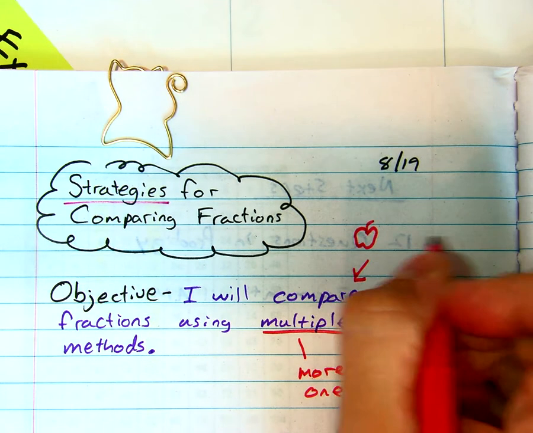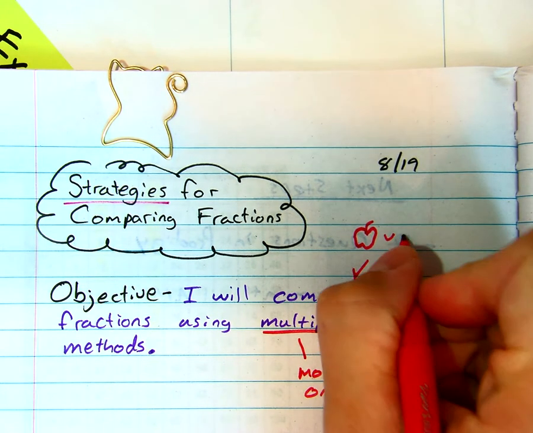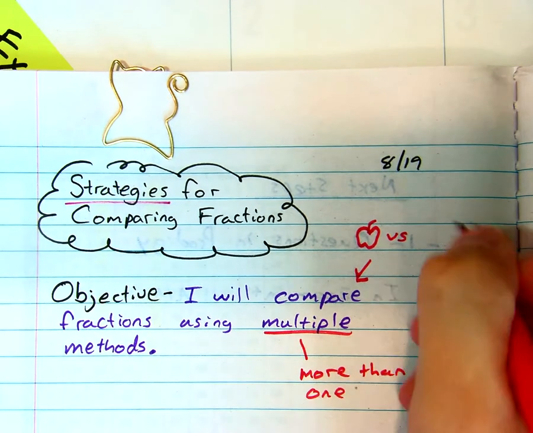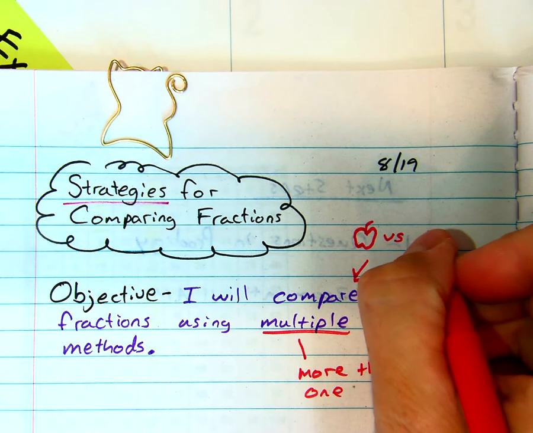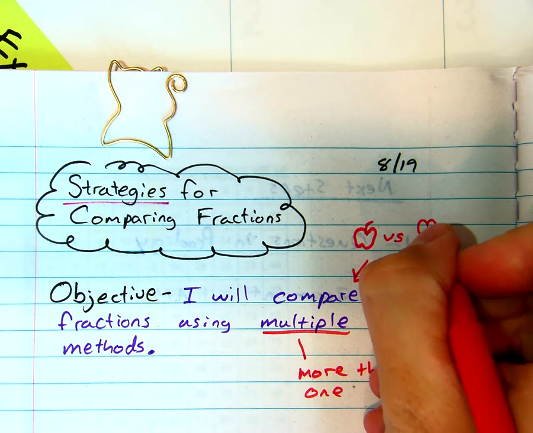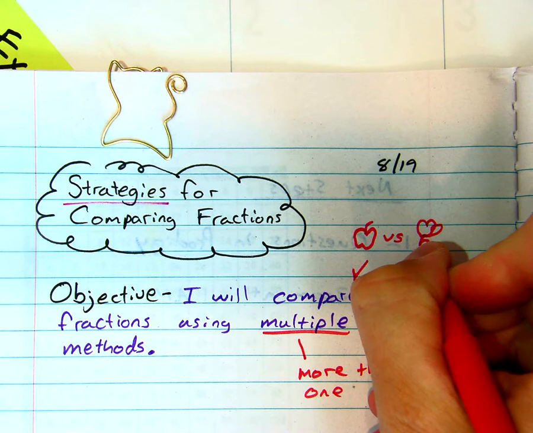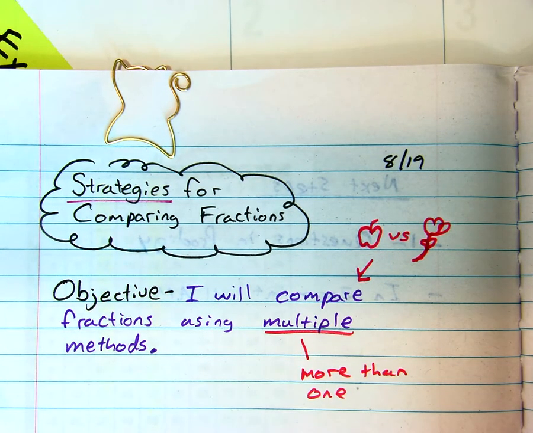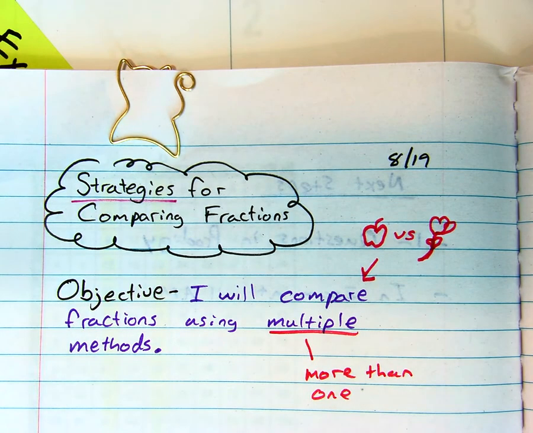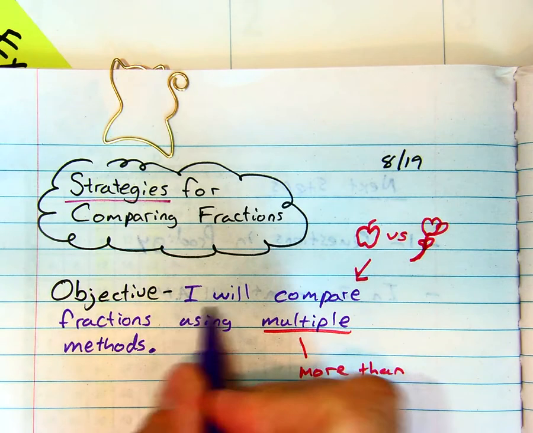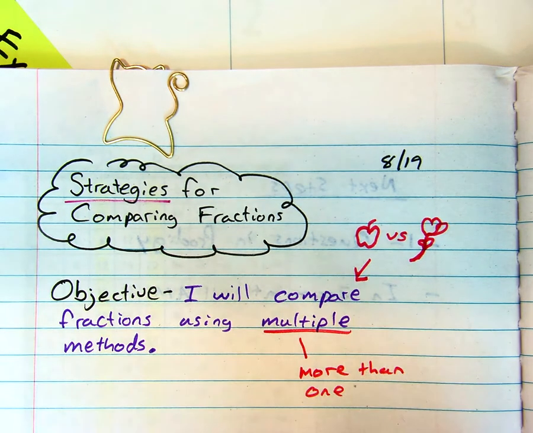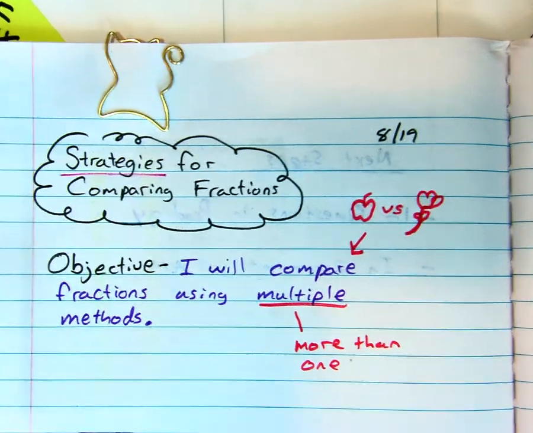And by comparing, we're going to be looking at, like, an apple versus, I don't have an orange pen, so what can I draw? How about flowers? Some tulips. So when we're comparing two items, what's similar, what's different, we're going to be doing that with fractions. So before we do anything, let's look at that objective one more time. Read it with me. I will compare fractions using multiple methods. All right, let's scroll on down.